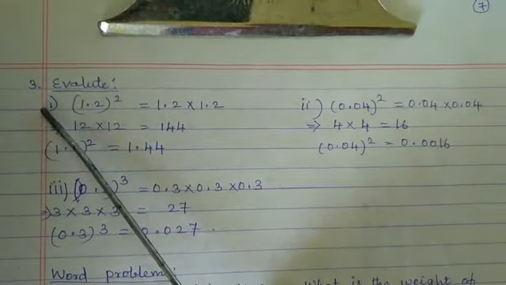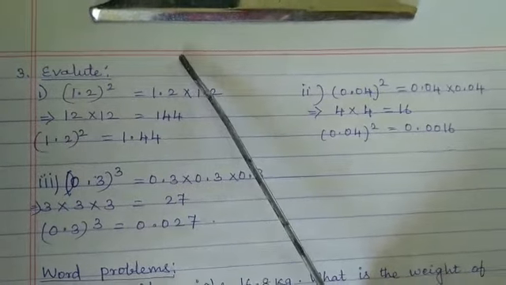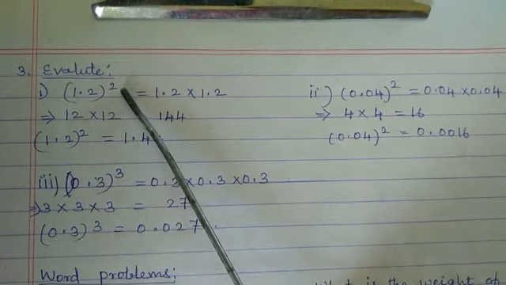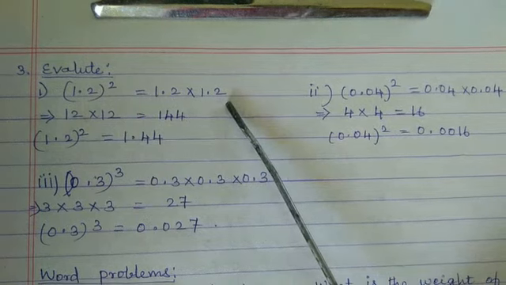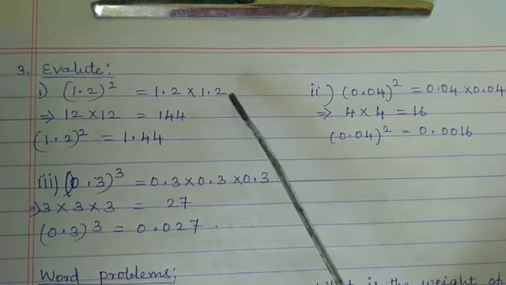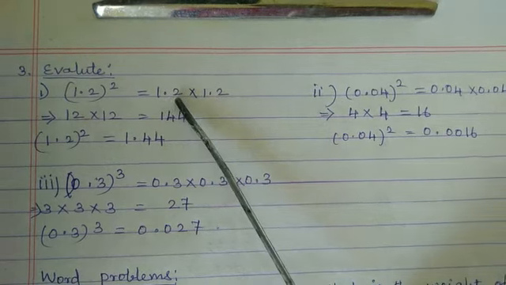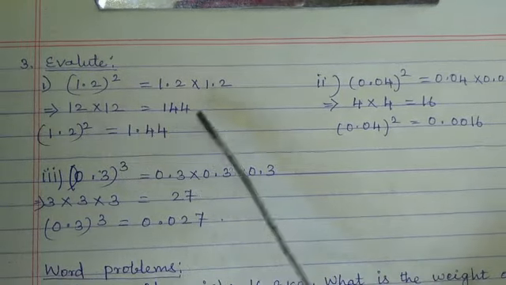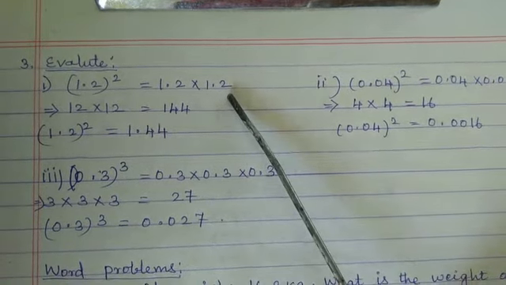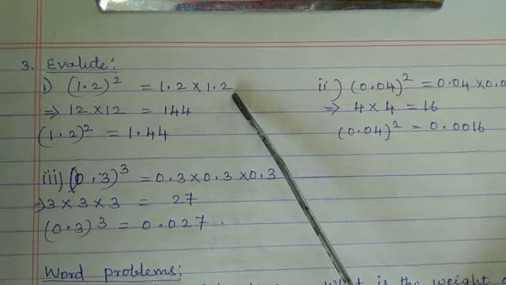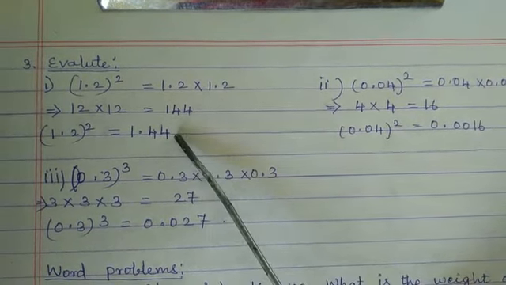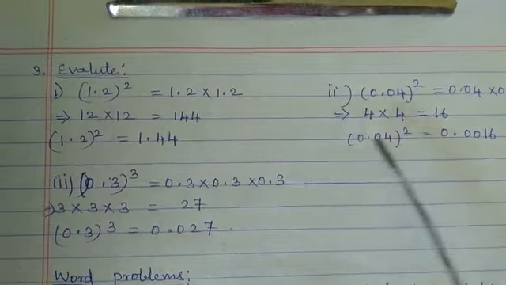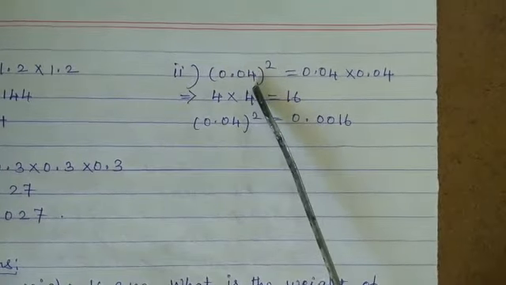Now we move to question number 3, evaluate. Evaluate means find the product. Here the question is 1.2 the whole power 2. That means 2 times you have to multiply 1.2. 1.2 multiplied by 1.2. As per rule, first you remove the decimal point, write it as a whole number, 12 into 12. 12 12s are 144. Then you add the number of decimal places given in the question, that is 1 and 1. 1 plus 1, 2. So in the product you will put 2 decimal places, that is 1.2 whole squared is equal to 1.44.